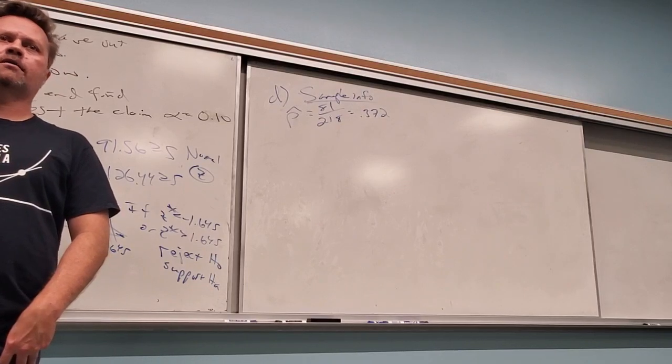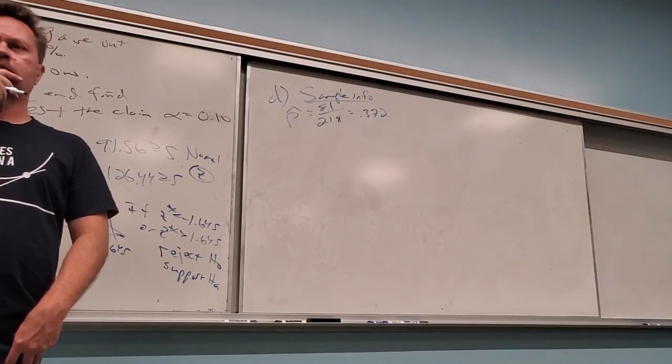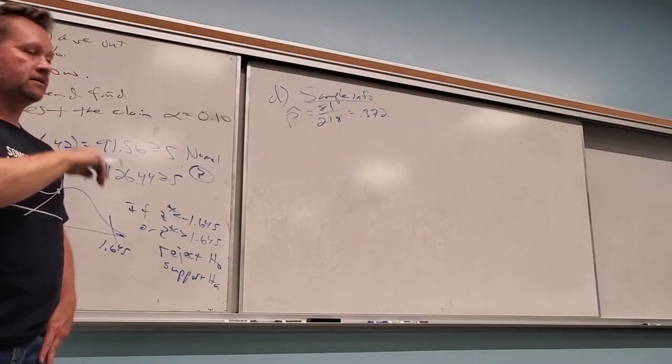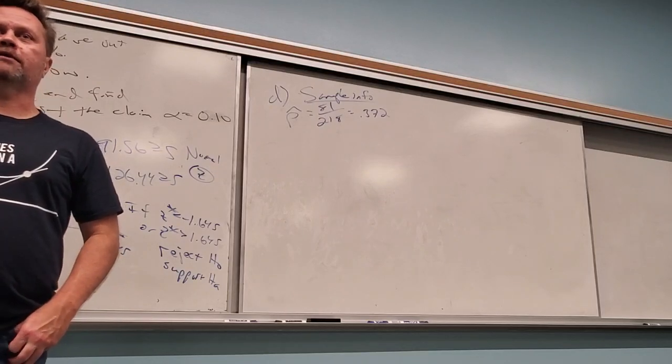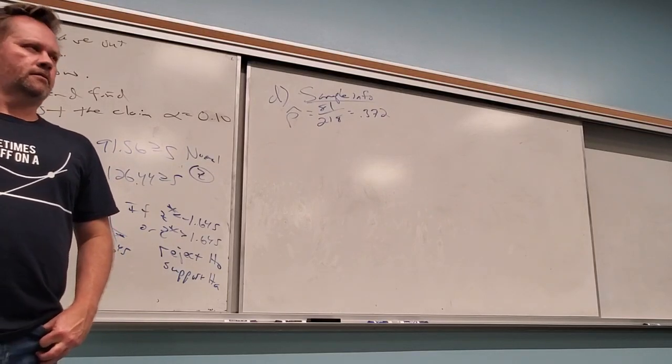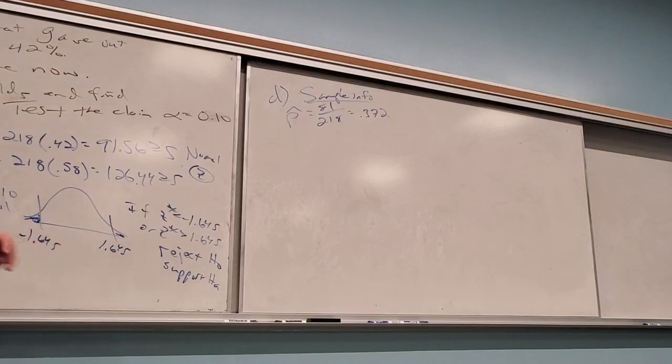0.6284. Do I care about Q hat? Oh, no. I do, but in this case, no, we don't care. Because what are we assuming? We're assuming we know P.